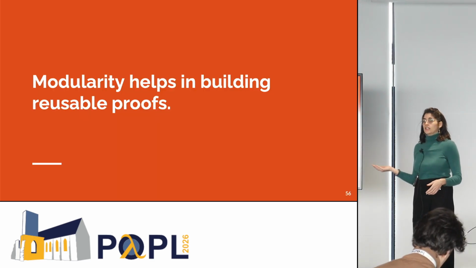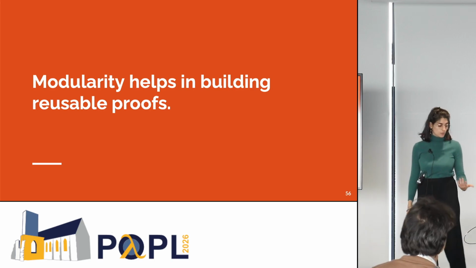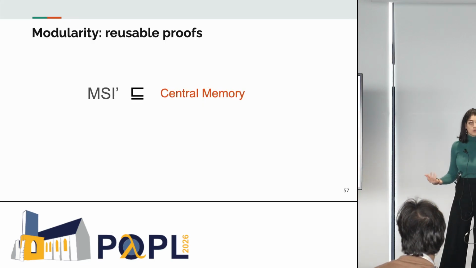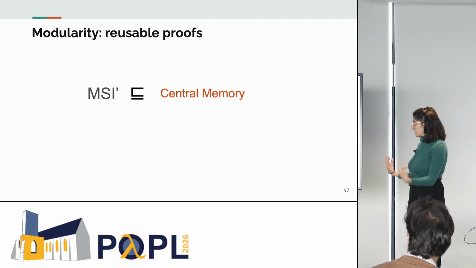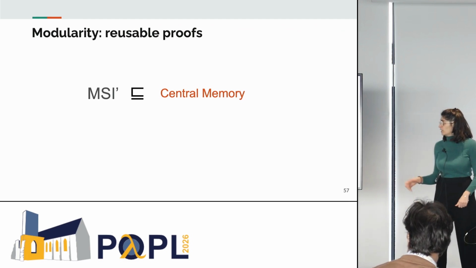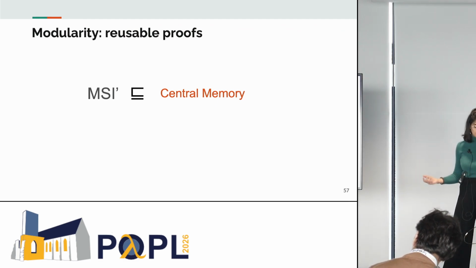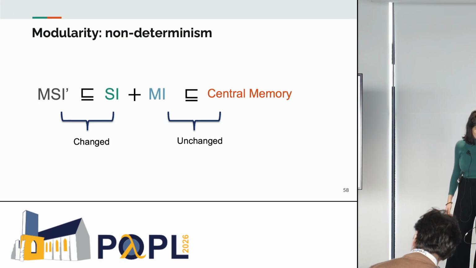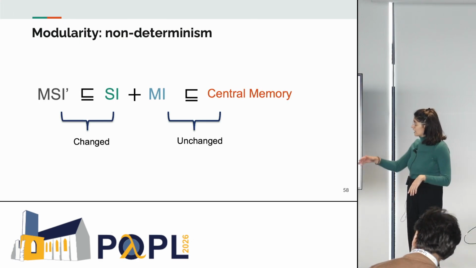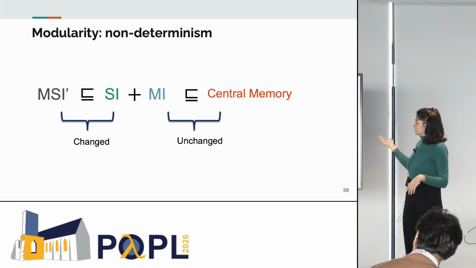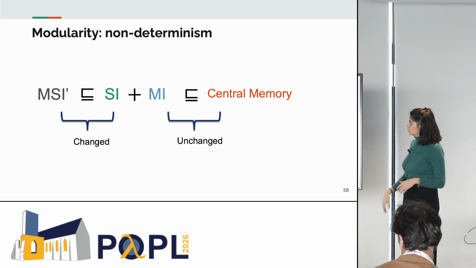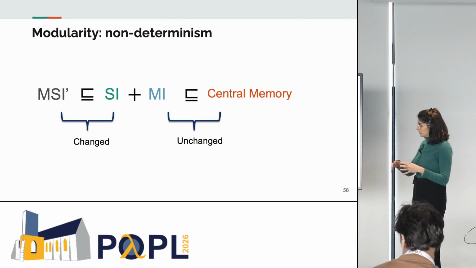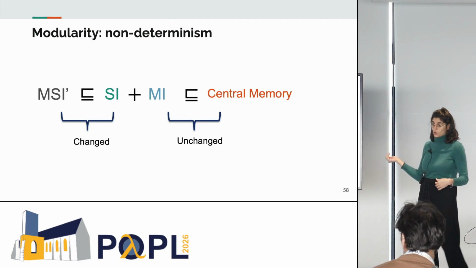So why is this interesting? Because modularity helps in building reusable proofs. Let's suppose that now we want to prove a slightly different version of MSI that we call MSI prime. Instead of proving that MSI prime refines a central memory, as usually is done, we have to prove that MSI prime refines the SI plus MI system, and then that the SI plus MI system refines a central memory is already proved, so we don't have to change it. And we make these changes much easier because we go to an intermediate system instead of redoing the whole proof.